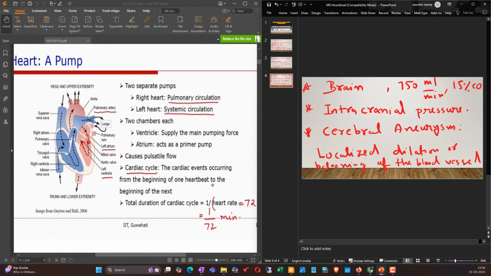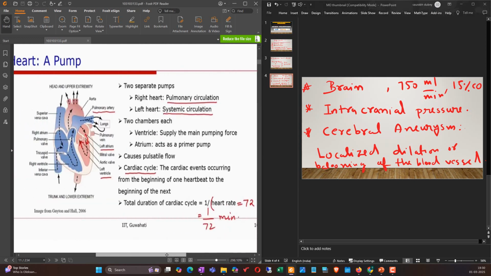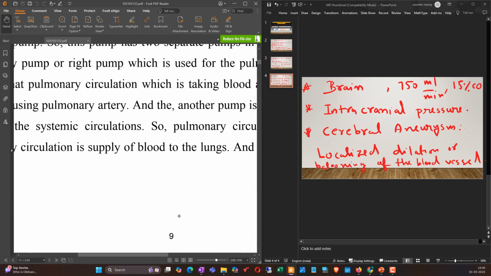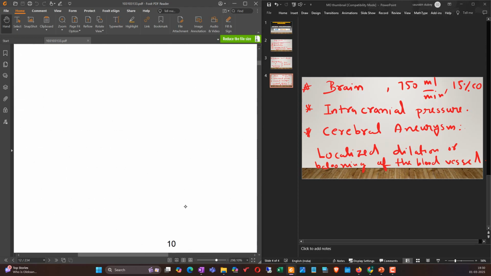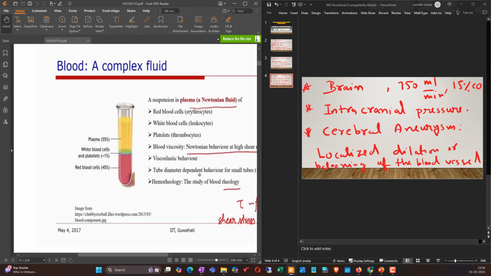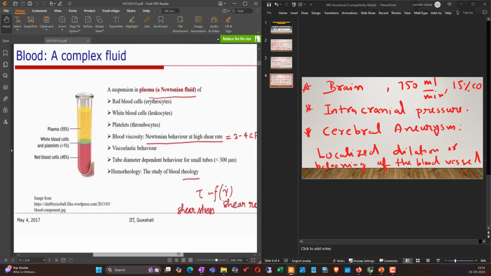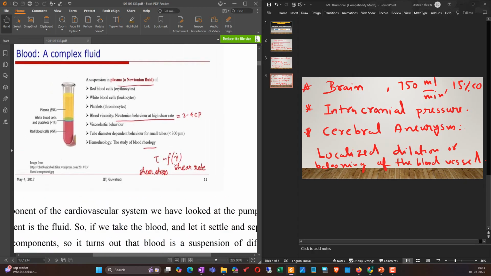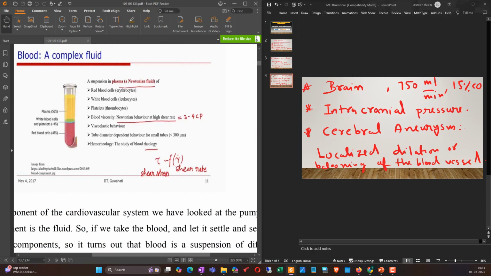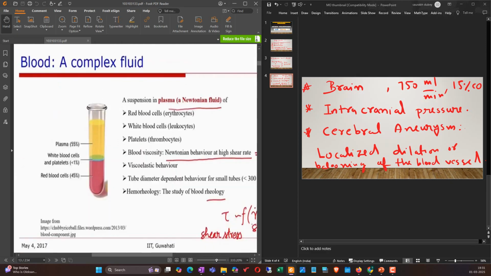So this has been explained very thoroughly. You know that total duration of cardiac cycle is one heartbeat, 72 times in 1 minute, so 1 by 72. Okay, so one cycle, 72 times, right? And this is the blood as a complex fluid. And this slide was very important in terms of the constituents making up the blood.